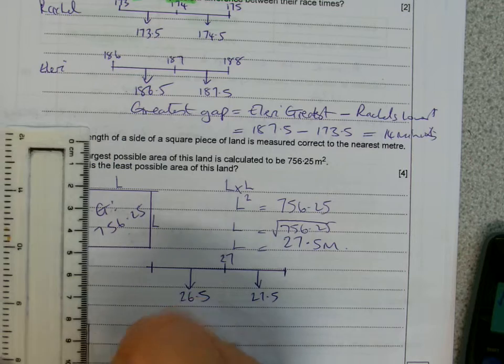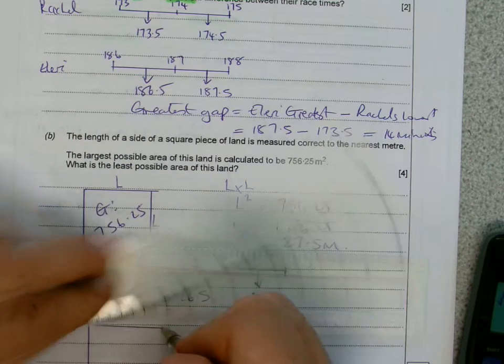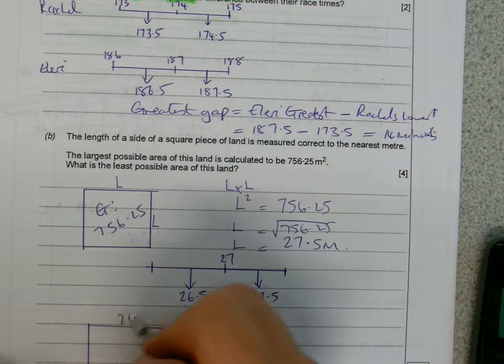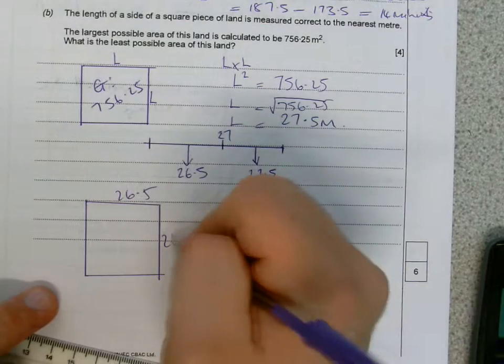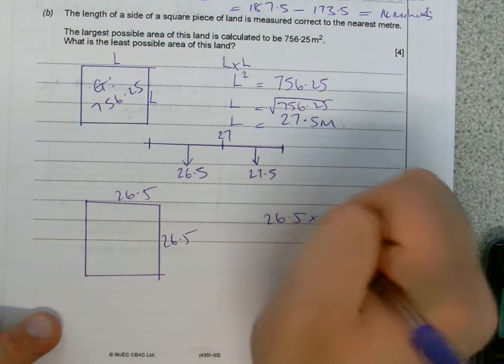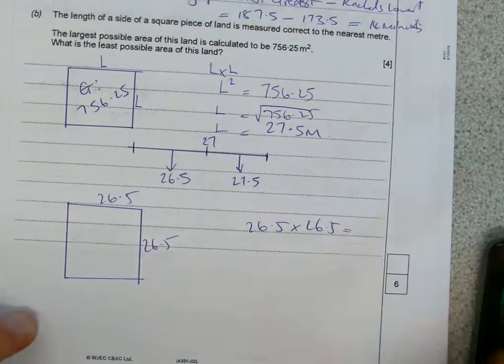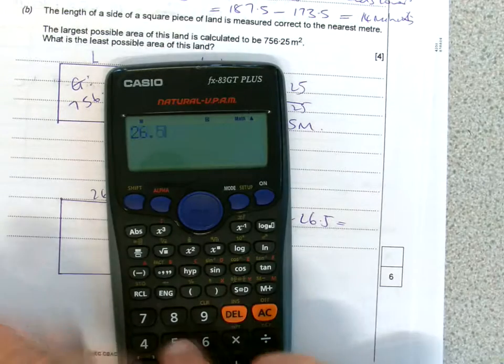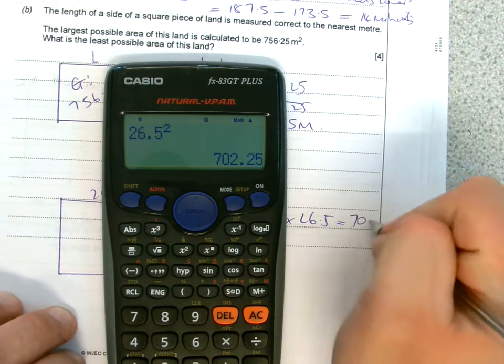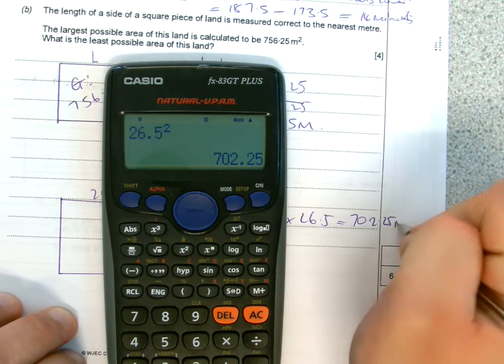So when you work out the area of that square, you've got 26.5 here, 26.5 here. Times them together, that will give you your answer. Or you press the square button and you get your answer, 702.25 metres squared.